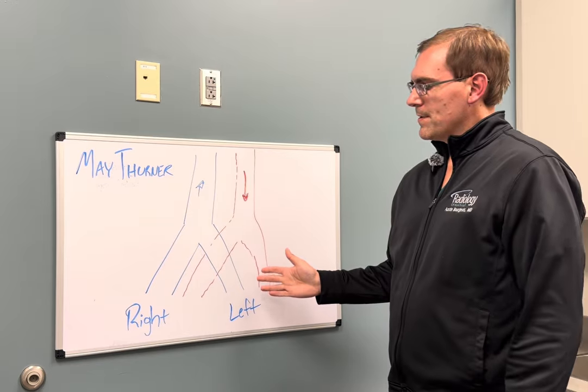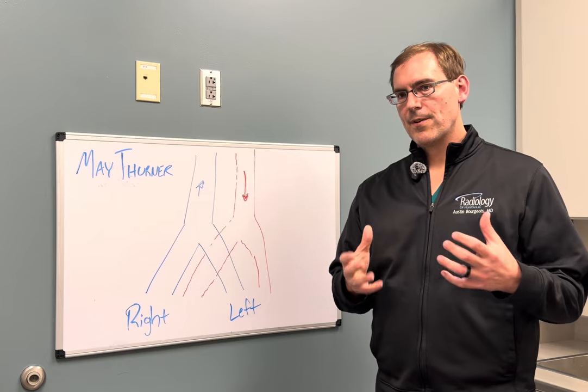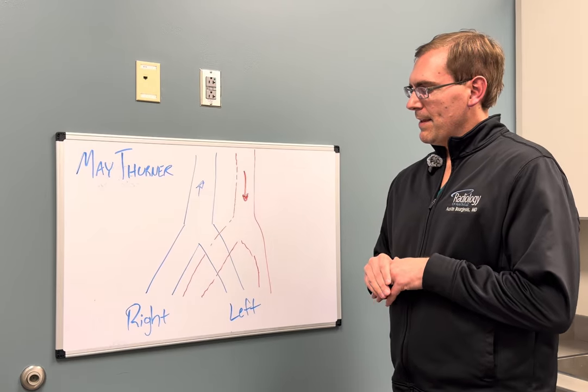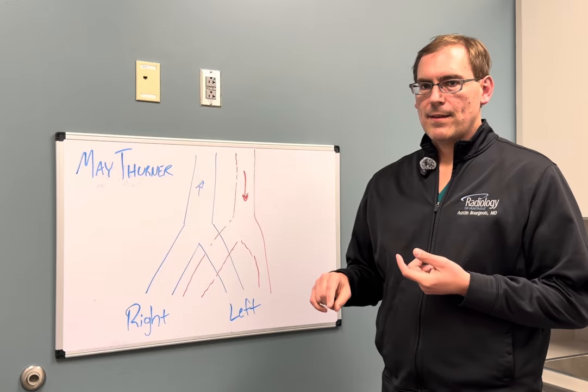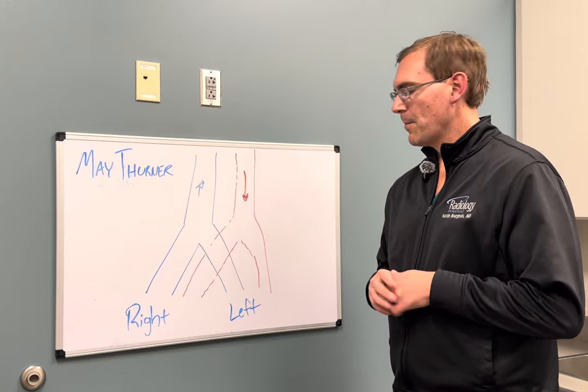I hope that helps. All of these venograms for May Thurner should have intravascular ultrasound. That's sort of the whole reason why we're doing it, and therefore they should all have a 9 French sheath and be worked up as such. So I hope that helps. Thanks.